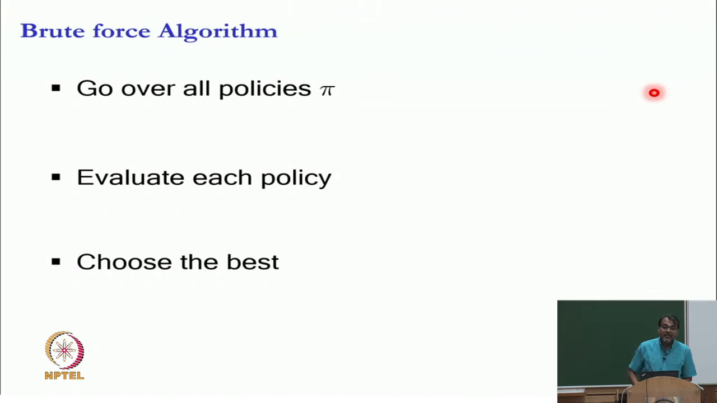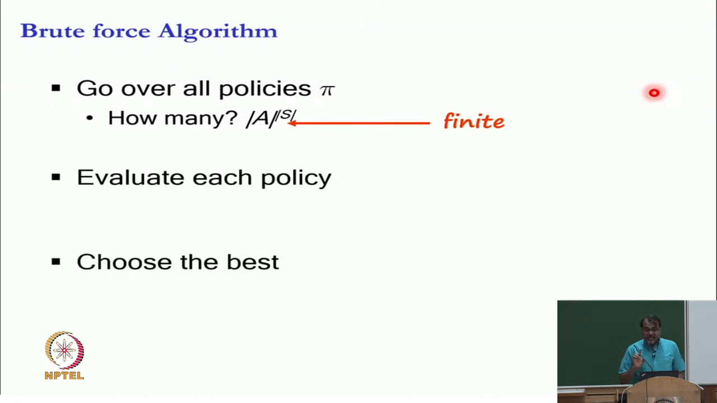What's your name? Pratyush. Pratyush says A raised to S. And why does Pratyush say A raised to S? Because for the first state, how many actions can I have? A. For the second state, how many actions can I have? A. So, I keep multiplying A for every state, I get A to the power S. So, this is as many policies as I have access to.